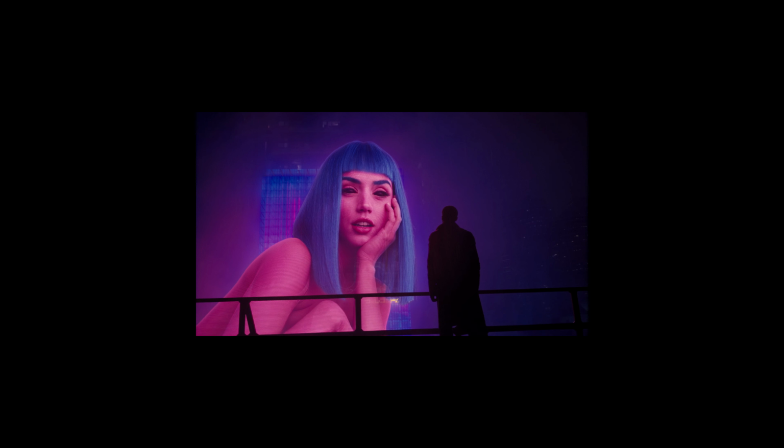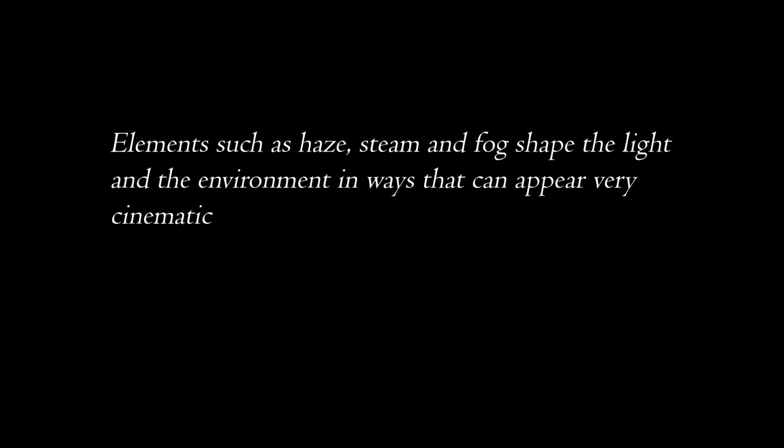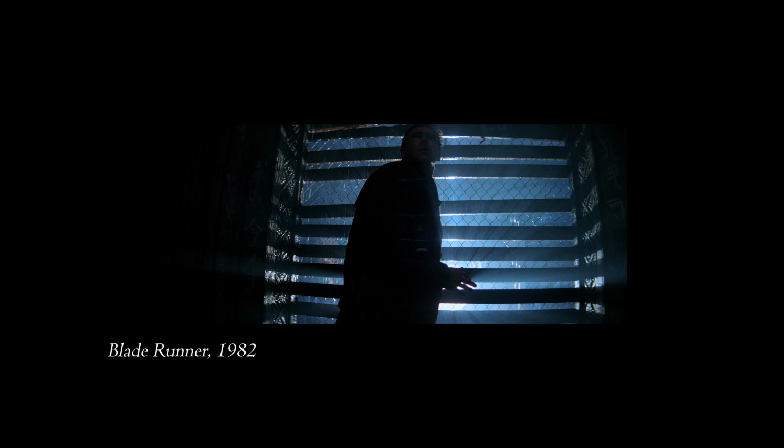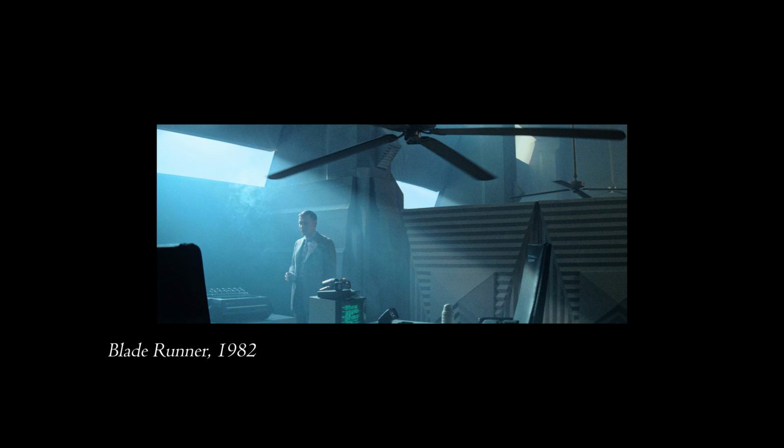Another cinematic element you can look for is fog or haze, which adds diffusion to lights and shapes the environment. Cinematographers use haze or fog machines quite often, even though it may not always be so obvious. And sometimes even a simple diffusion filter, like a Pro Mist filter, can create a somewhat similar effect.